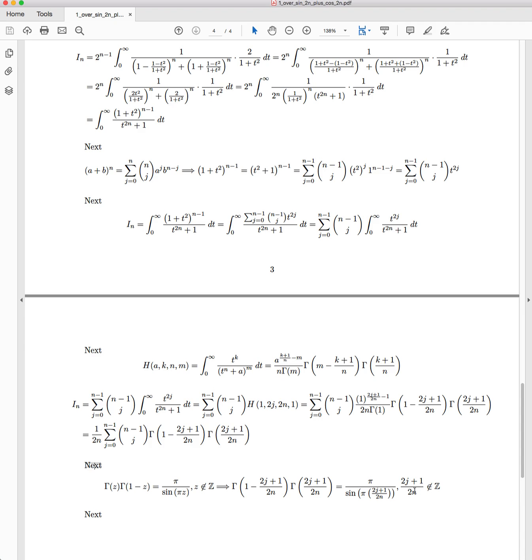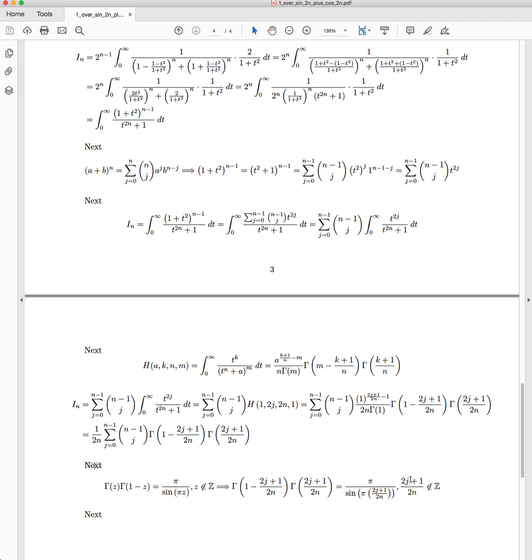Remember, n is a positive integer value. So 1, 2, 3, 4. So 2 times n is always going to be an even number: 2, 4, 6, 8, 10, 12, whatever. 2j plus 1, well, j is always a non-negative integer as well, starting at 0 and going up to n minus 1.